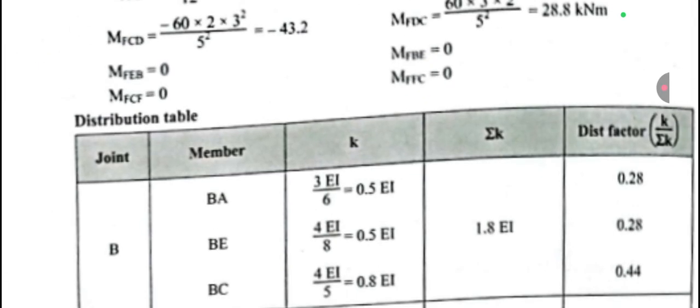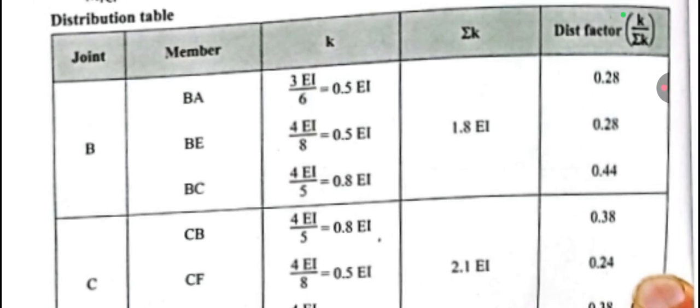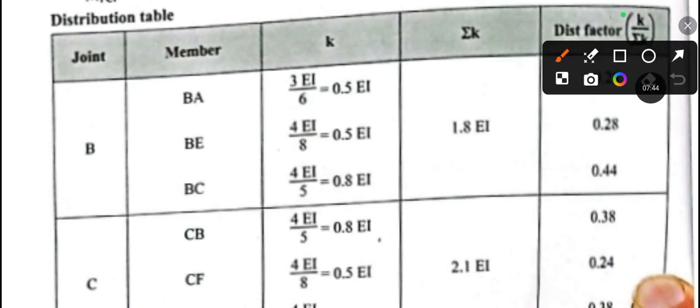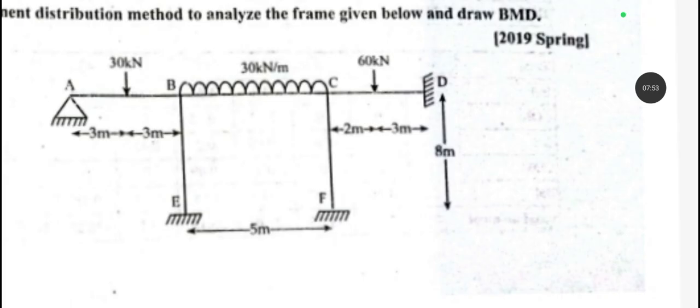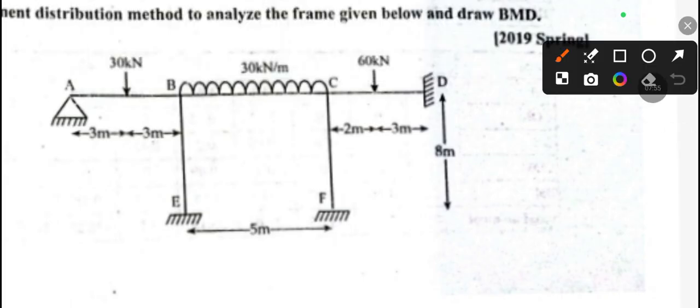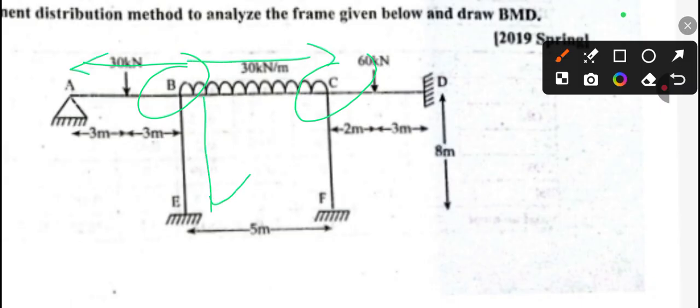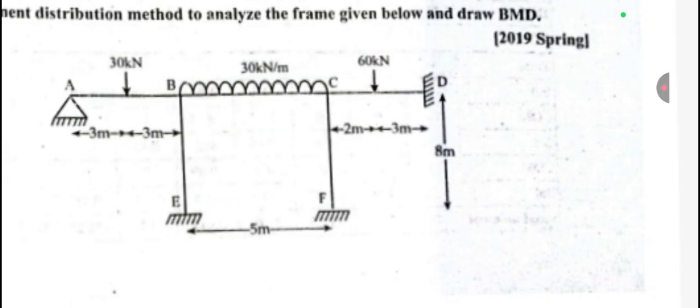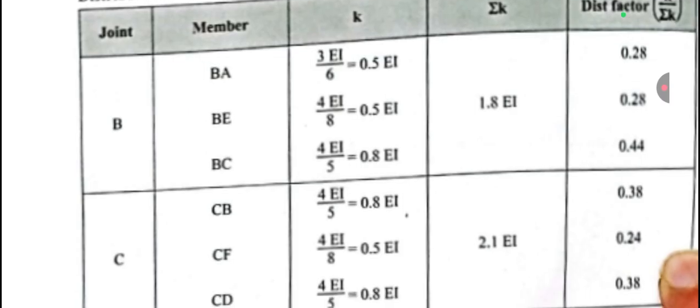Now let's go to the second step. Okay, so the second step is the moment distribution factor table. In the distribution factor table we have to first write the joints. So in the given frame we can see we have B and C joints. So intermediate joints are B and C. At B we have three members connected, BA, BE and BC. And for joint C we also have three members, CD, CF and CB. So first write the joint and their connected members.